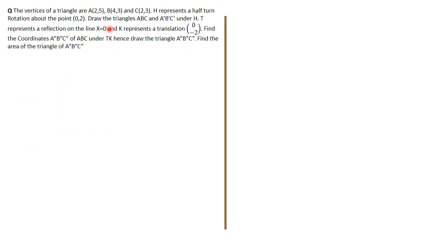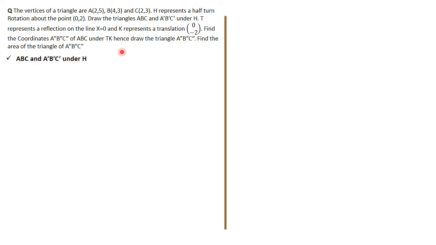We're given triangle ABC, and then we're told that H represents a half turn rotation about the point 0, 2. We're told to draw the triangles ABC and A prime, B prime, C prime, under H. Again, we're given two other transformations. T represents a reflection on the line x equals 0. K represents a translation 0, negative 2. Find the coordinates of A double prime, B double prime, C double prime, the image of the original triangle ABC under TK. Hence, draw the triangles. The second image, find the area of the triangle A double prime, B double prime, C double prime, and therefore let's begin.